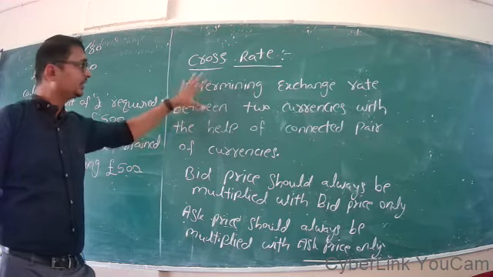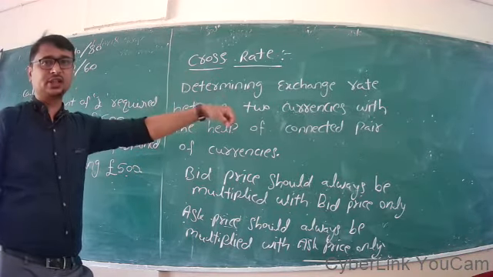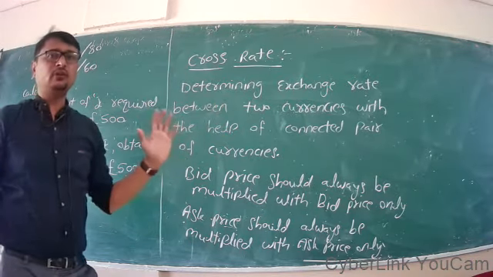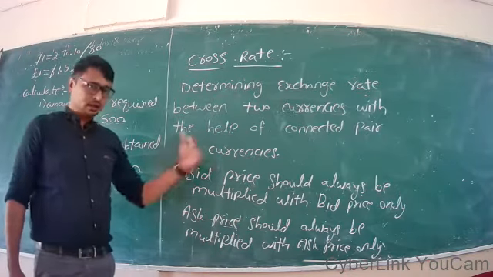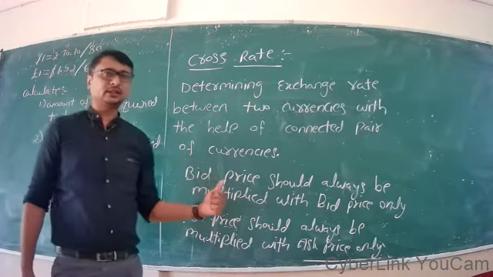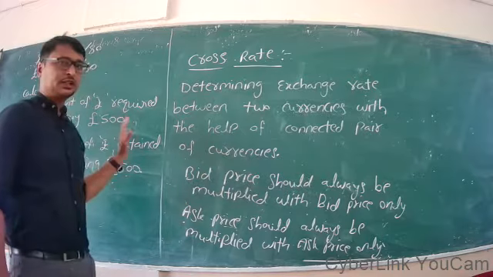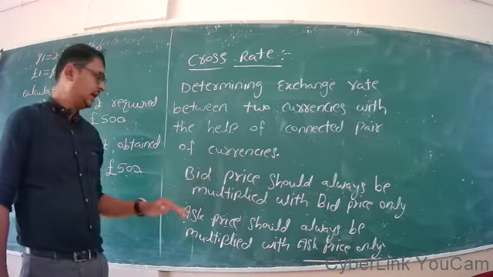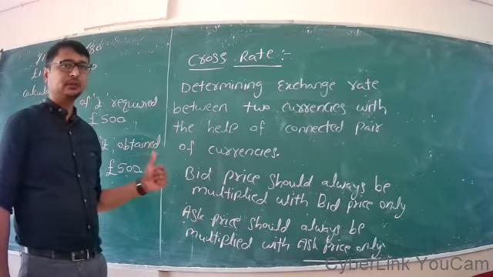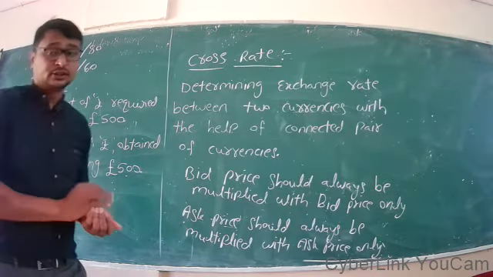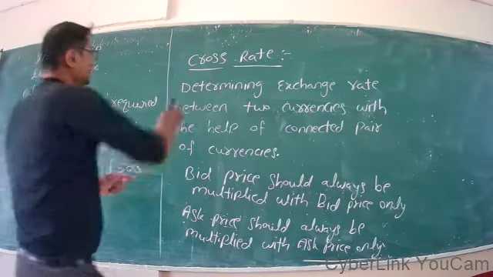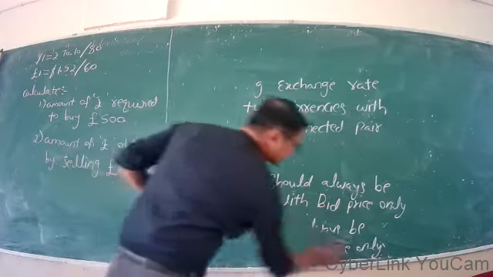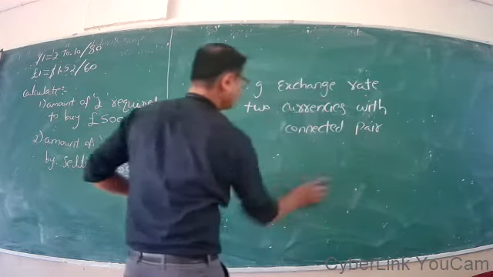So it says that it is deriving an exchange rate or establishing an exchange rate between two currencies with the help of a connected pair of currencies. Now, one more point to remember is, if the two-way quotation is given in the problem, bid is always multiplied with bid price only, and ask price should always be multiplied with ask price only. So, with the help of this definition and this thumb rule, now we will try to solve the given problem, right?